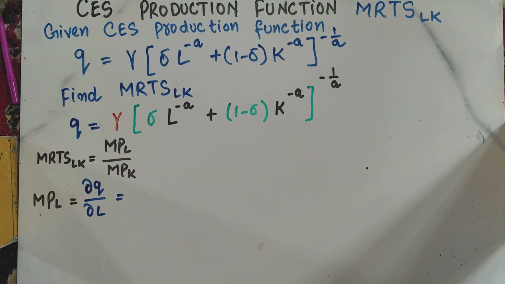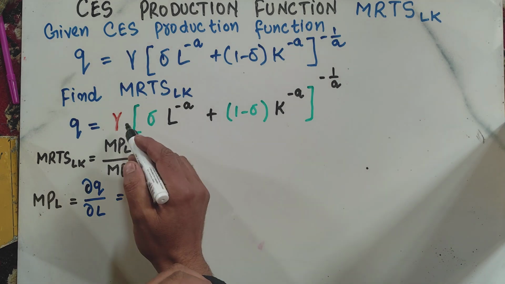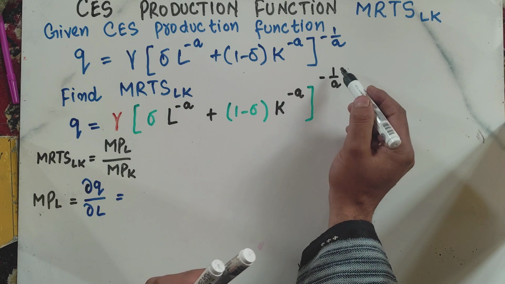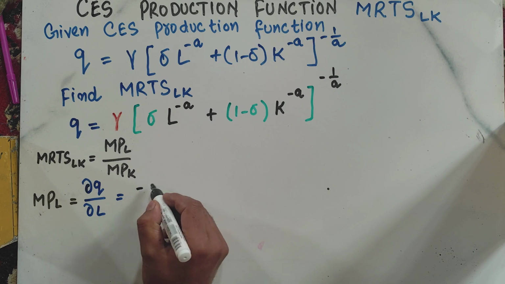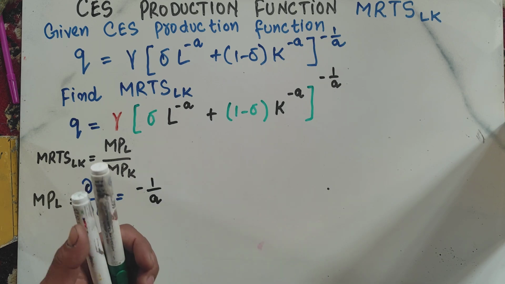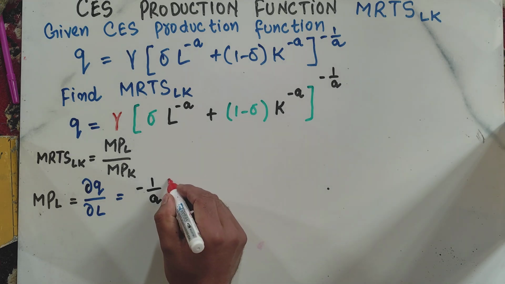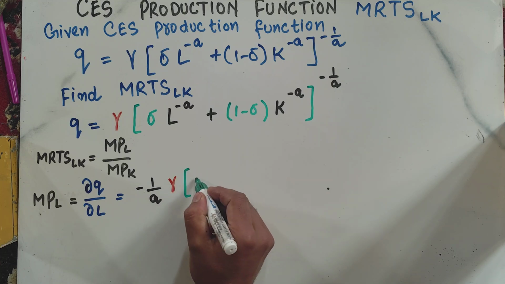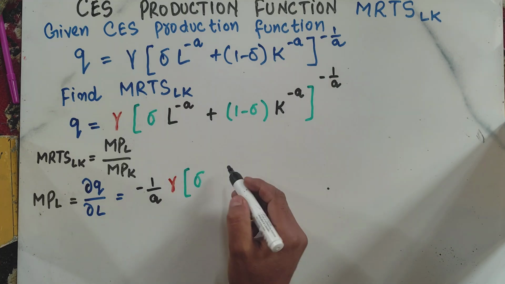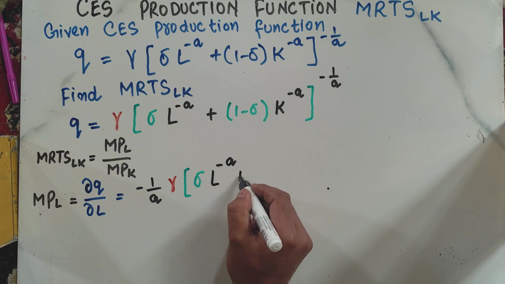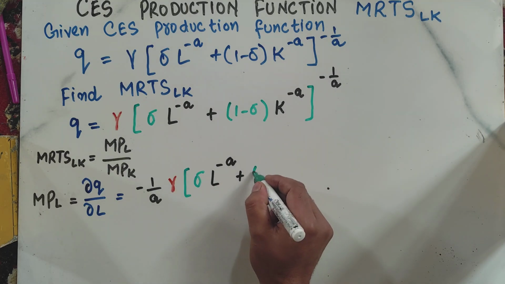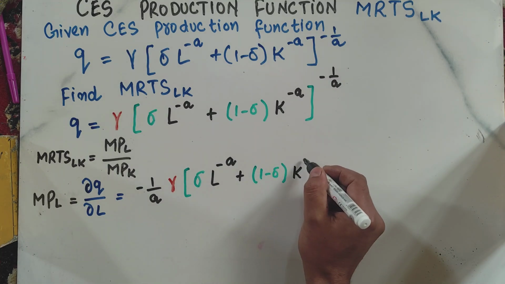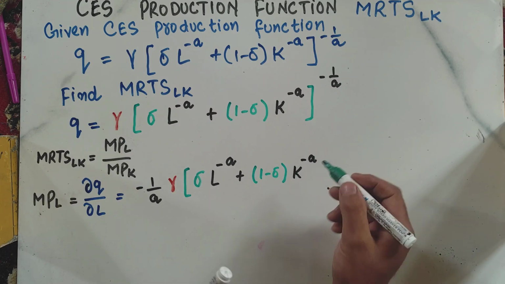Okay, so let me use the proper color combination here. So what happens if I partially differentiate it with respect to L? So L is here. So first we apply the power function rule. This exponent becomes coefficient. So we have minus 1 upon A. Okay, then we have this gamma. Then we write it as it is. So we have delta, then L raised power minus A plus 1 minus delta, K raised power minus A, whole raised power.